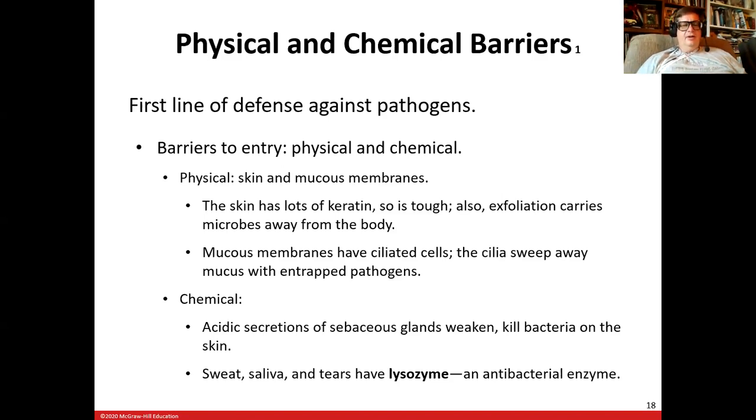All right. Chemicals. Acidic secretions from the sebaceous glands on the skin will kill some of the bacteria that are sitting on the surface. Also, sweat, saliva, and tears have an enzyme called lysozyme, and it will cause some bacteria to lyse, which means to break open or burst.